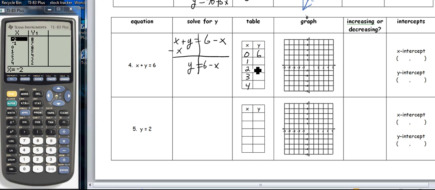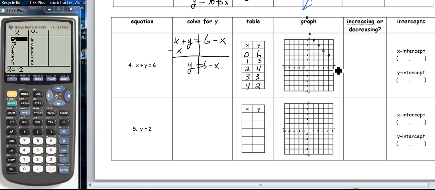So I have 0, 6, 1, 5, 2, 4, 3, 3. I'm sorry, 3, 3. Let me erase that for you. We have 3, 3, and then 4, 2. So I can't really get 0, 6, but let me try to 1, 2, 3, 4, 5. That would be right about there. So I'm going to pretend 1, 5, 2, 4, 3, 3, 4, 2.